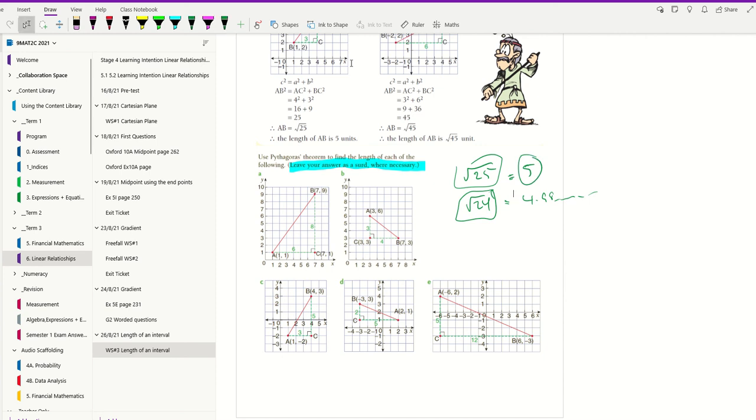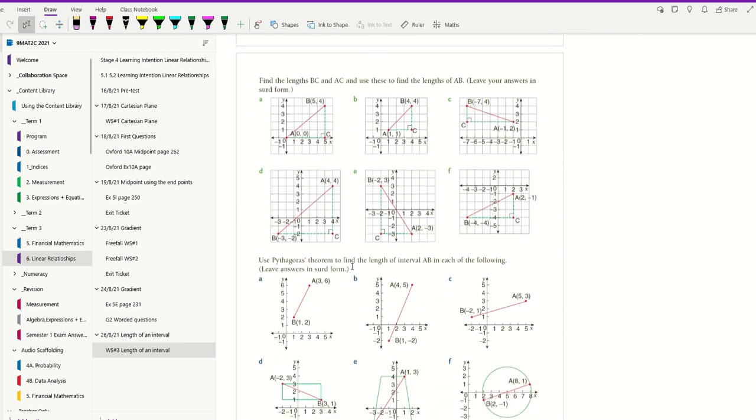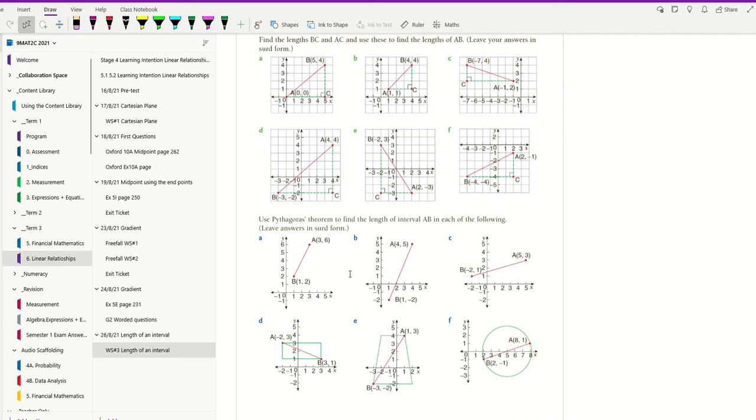As you can see, you've already got intervals, and have already got the triangle drawn for you for all of them. You will need to count up the units. These ones down the bottom, you will need to draw your triangle for.